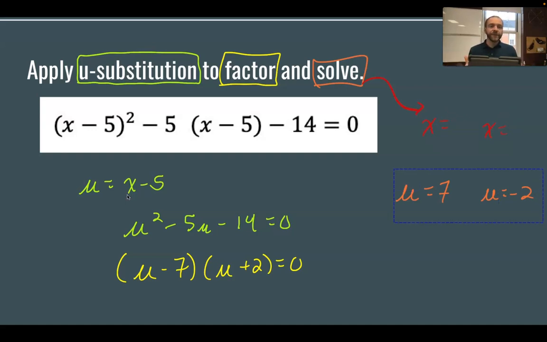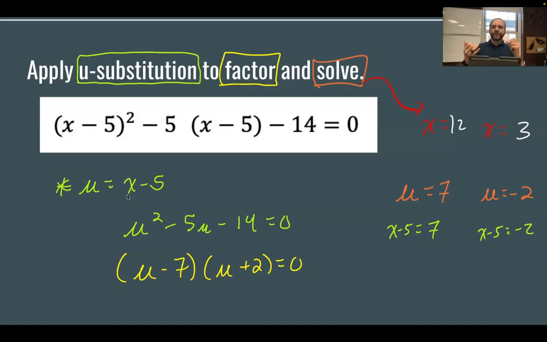Right here, you're telling me what u equals. Well, you already told me what u equals. So take the minute to go, you know what? I'm going to plug x minus 5 back in for u. And when that happens, I get x equals 12, and I get x equals 3. So keep that in mind. When I'm solving, you're not solving for u. Look at the variable that's in the original equation, and that's the variable you're solving for.